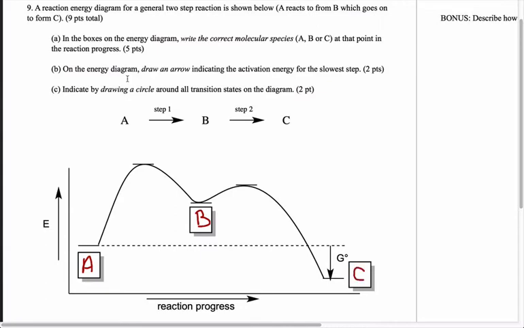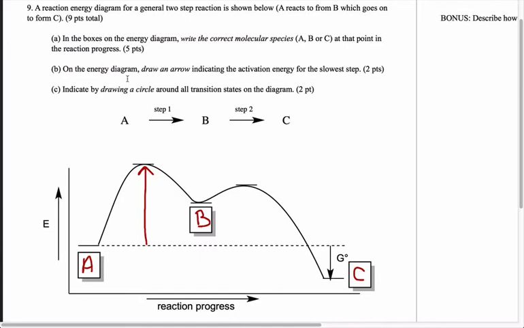Okay. The next question is to draw an arrow showing the activation energy for the slowest step. And so in class we described this by showing the energy difference with an arrow. The slowest step is the one with the highest activation energy. So if you look at the reaction from A to B, that activation energy is here, and that's the correct arrow answer I was looking for.